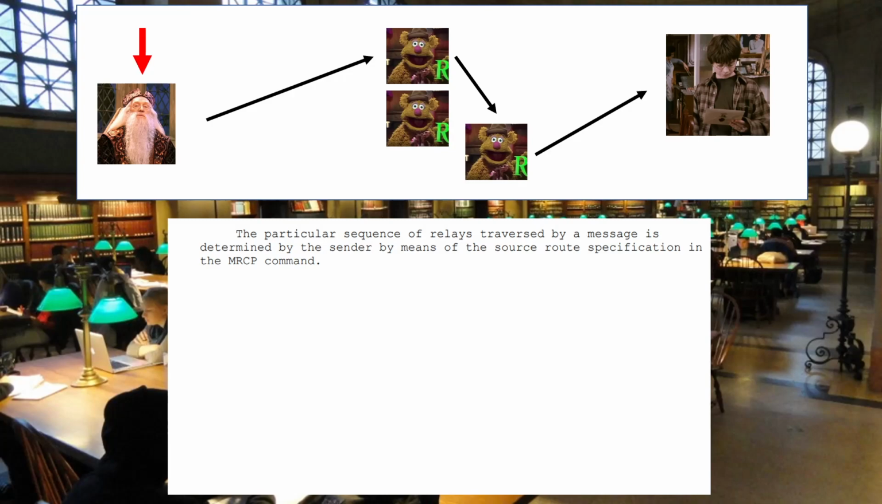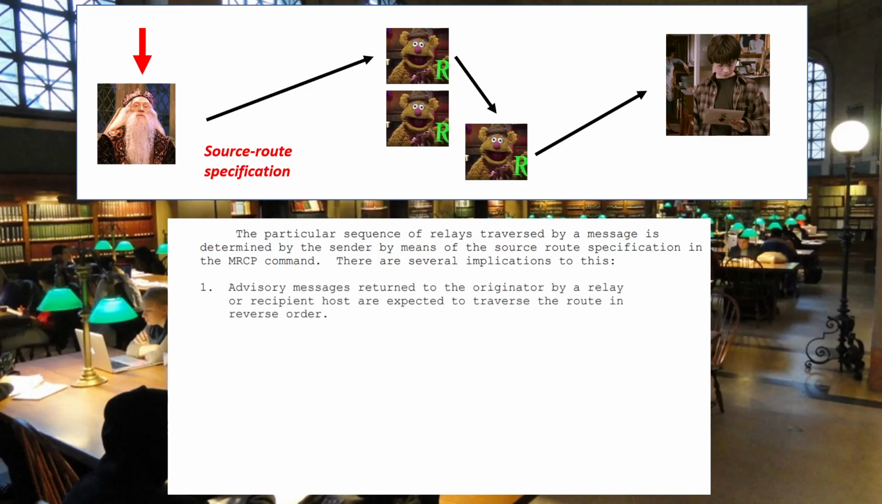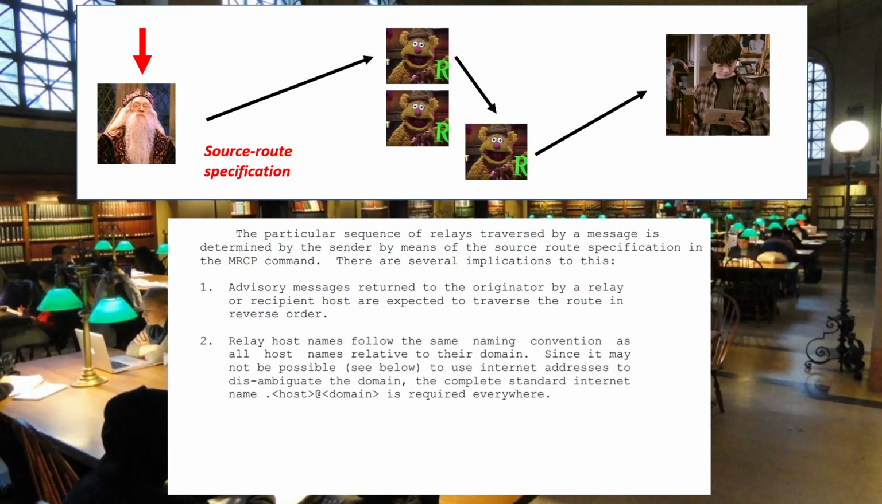So the sender determines which relays are going to be passed through by the message. Okay, so we have something called the source route specification. And this has a few implications or consequences. I mean, this means that advisory messages returned to the originator by a relay, or even by the recipient host, are expected to traverse the route in reverse order, because they have to go by what's in the source route specification.